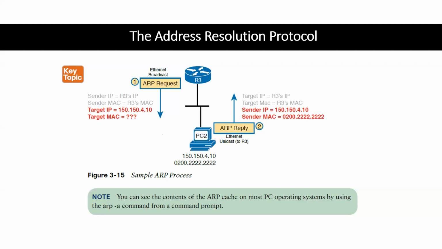And so let's say we're looking at this diagram. Let me get my pen. I'll use a different color, there's too much red in there. Okay, so Cornelius's PC, IP address 150.150.4.10. And his MAC address is of course 0200.22222.22222. And so we have the layer 3 information.